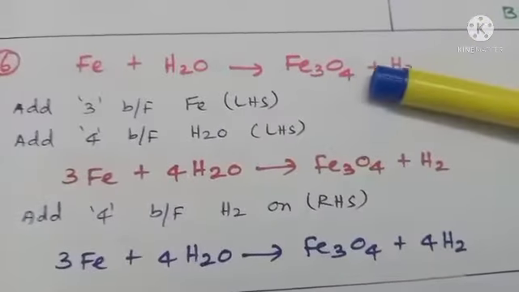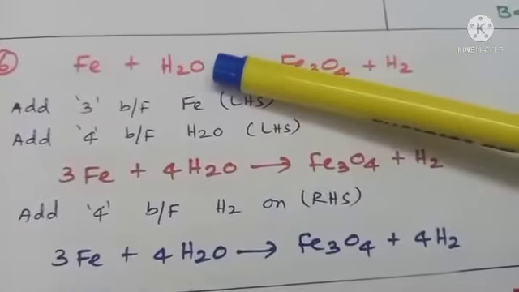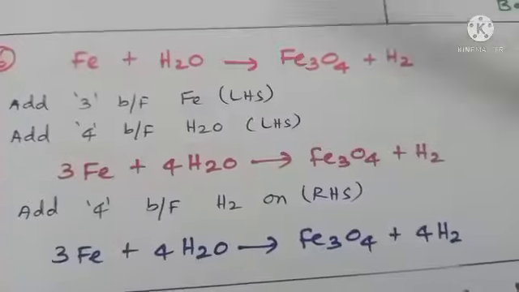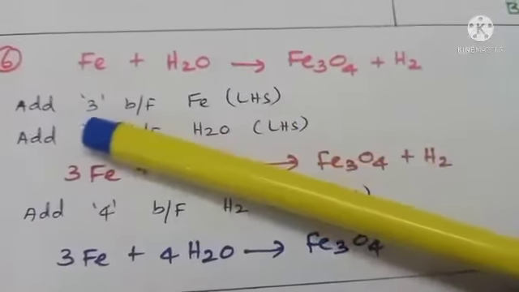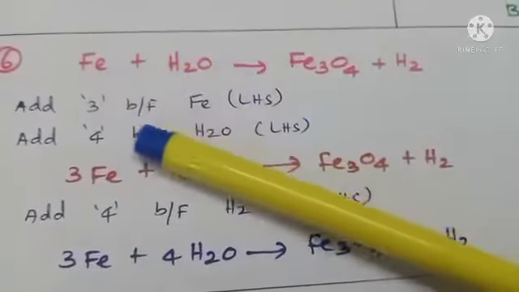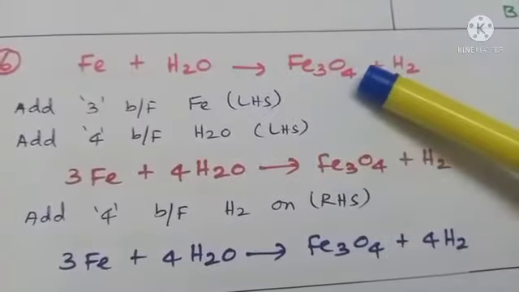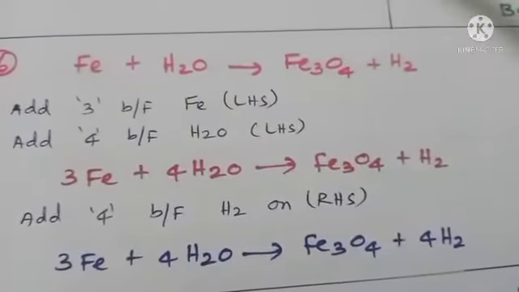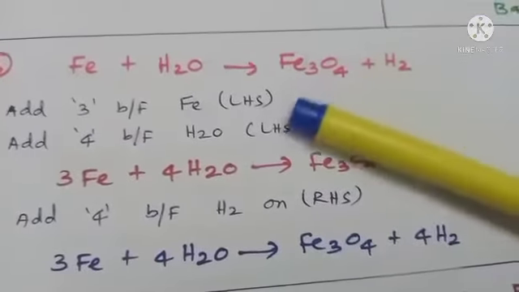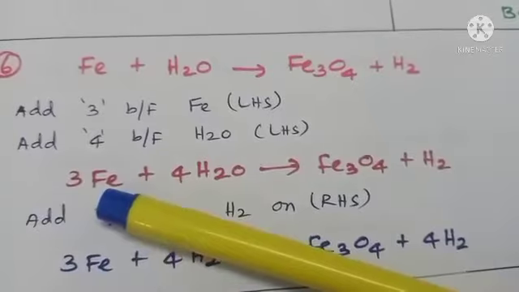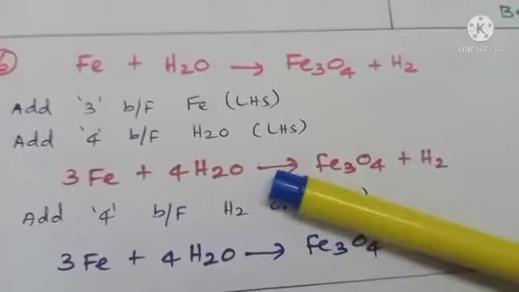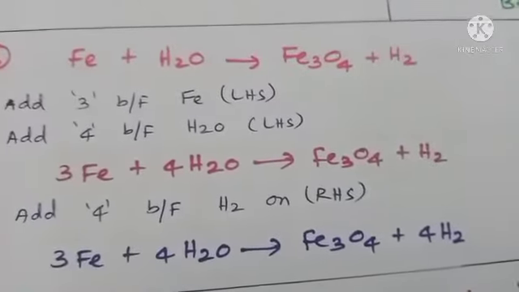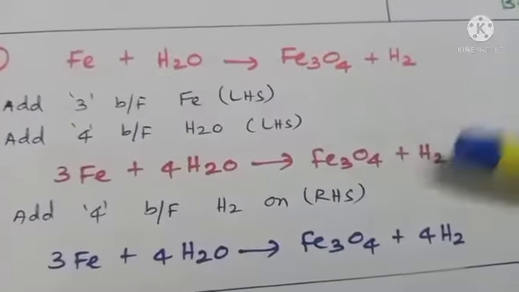Similarly, on the right side oxygen is 4, but on the left side there is only H2O, only one oxygen. So we have to balance iron and oxygen first, isn't it? To balance iron, I add 3 before Fe on the left hand side. Similarly, to balance oxygen, I add 4 before H2O on the left hand side. Now the equation becomes 3Fe plus 4H2O gives Fe3O4 plus H2. Now iron and oxygen are balanced. Now we have to look at hydrogen.